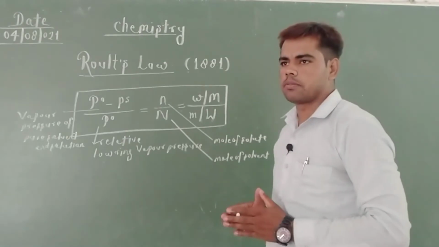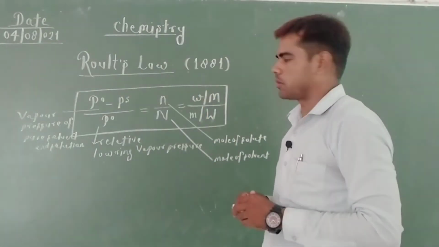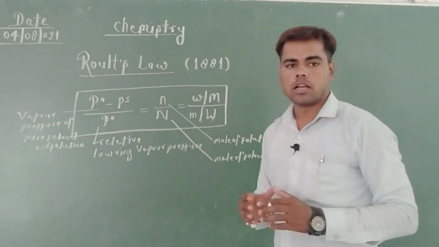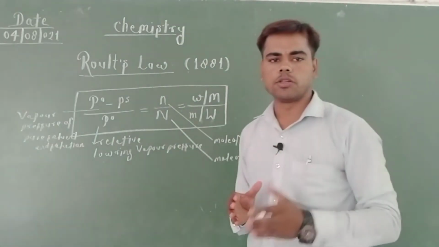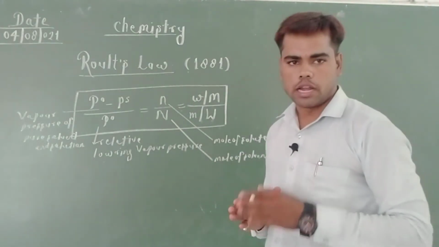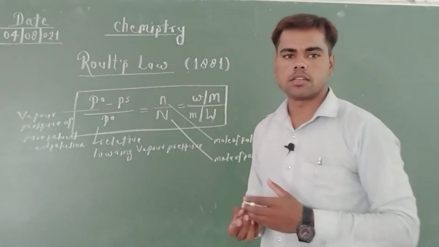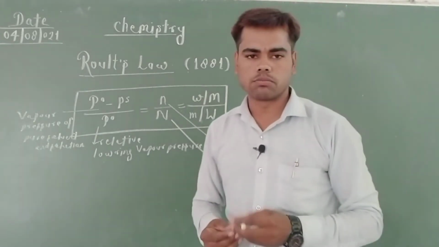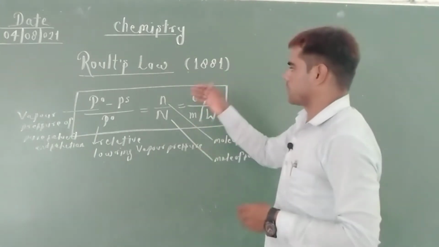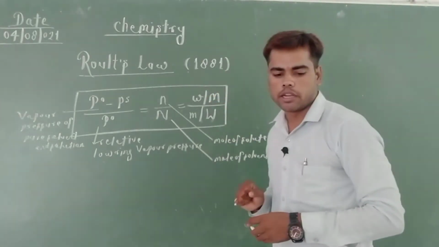Today, we will describe our most important topic for the board examination, Raoult's law from the chapter on solutions. I think all of you know that in the previous video we discussed the amount of solute, solvent, and solution. But it is the most important and essential topic for your board exam. It was given by the French scientist Raoult in 1881.